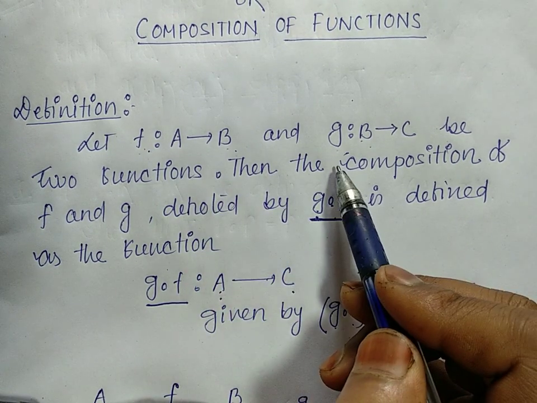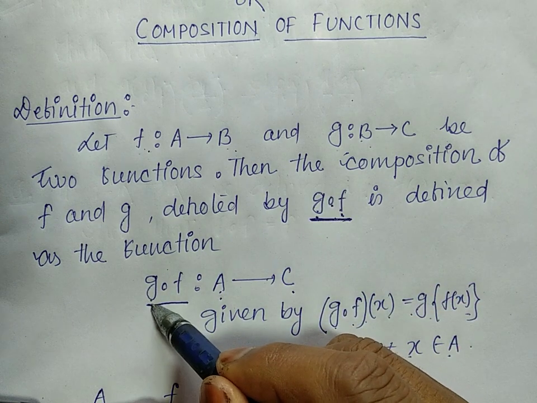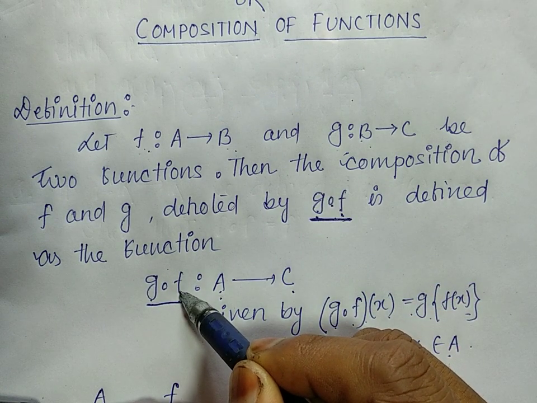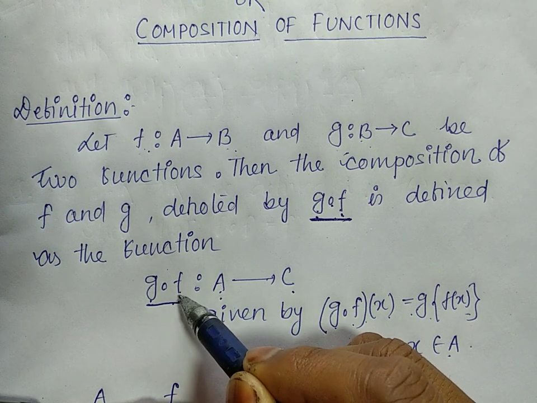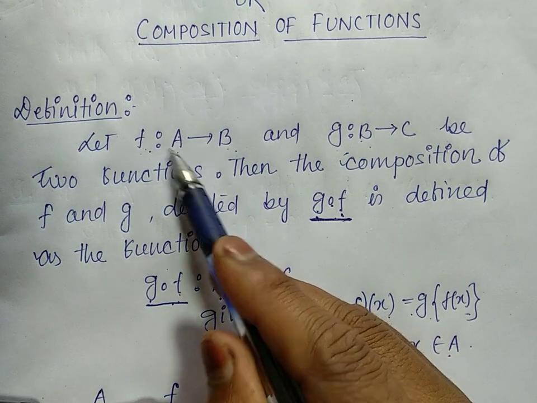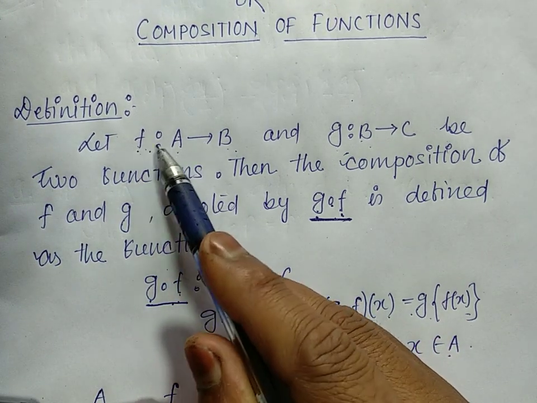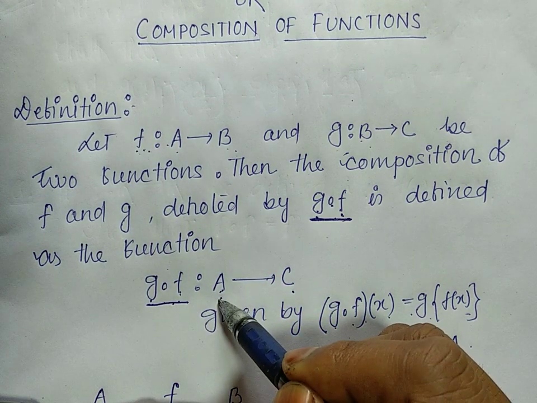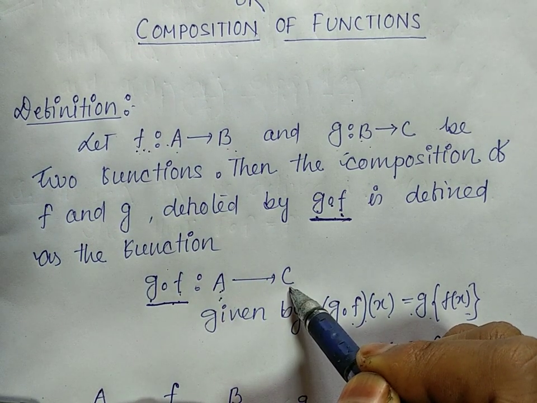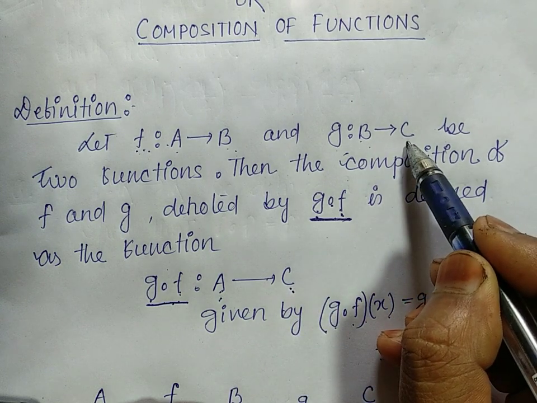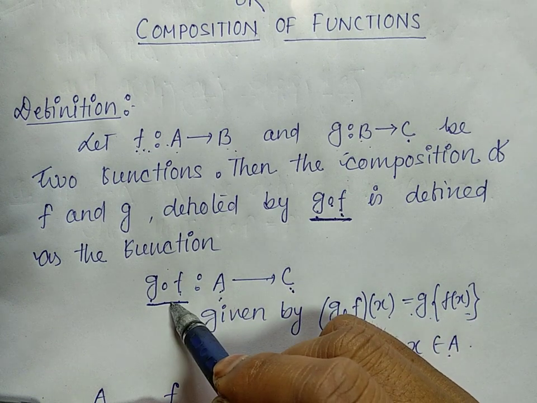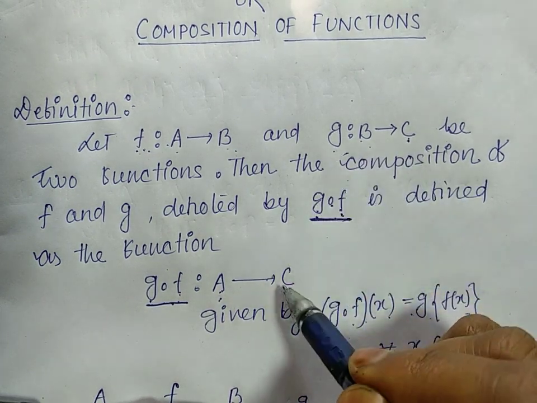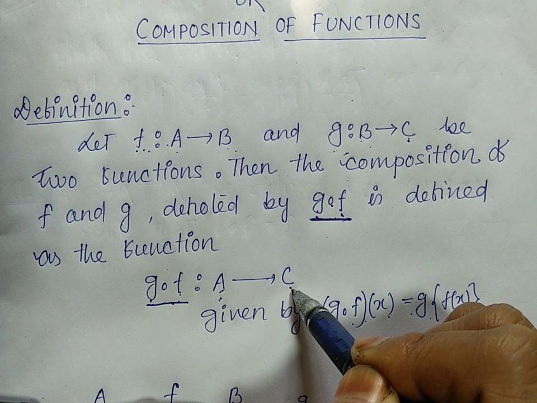From the given definition, in the case of g naught f, which one is the first function? f. Which one is the second function? g. Remember, A is the domain of the function f. The domain of the first function is the domain of the composite function. And C is the codomain of the second function. That means in the case of the composite function, the codomain of the second function is considered the codomain of the composite g naught f.